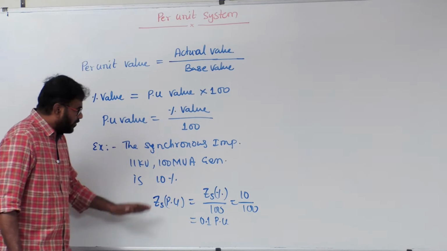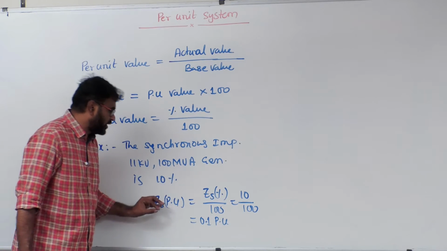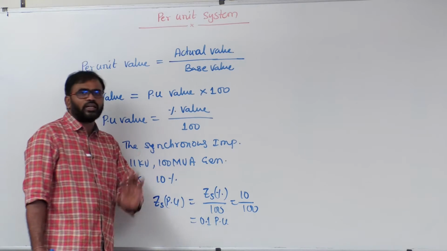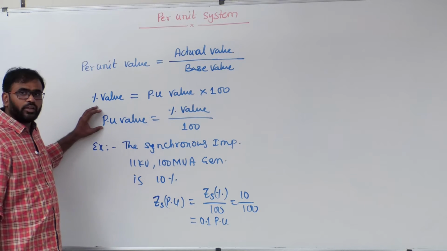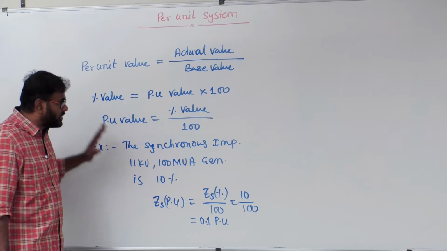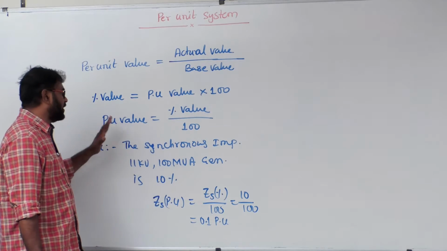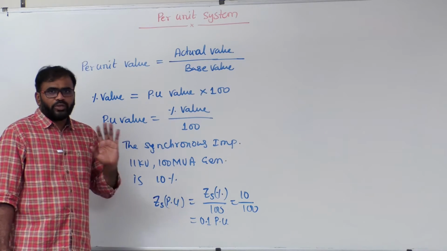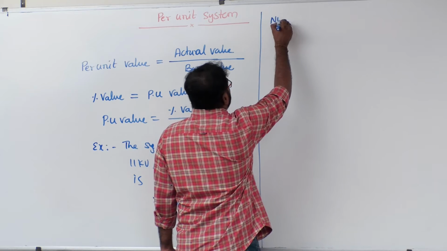Because we are going to solve everything in per unit form, even if the percentage value is given, no need to confuse. Let's divide the percentage quantity by 100 so that you will get the per unit value. So that's why this relation is very important. Again I am saying, don't get confused by seeing percentage quantities. If a percentage quantity is given, divide by 100 so that you will get the per unit value.